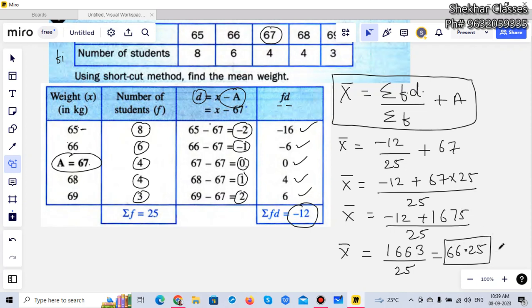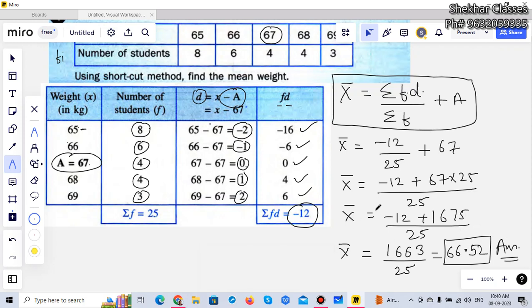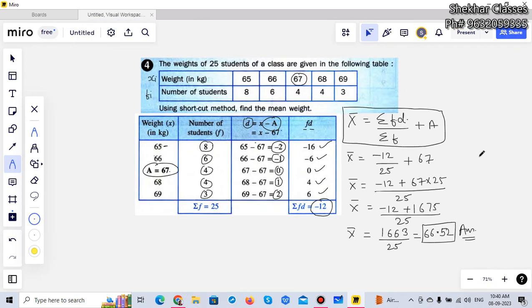Okay, I made a mistake here. It is 66.52. I wrote it as 25 here. This is 52. So the mean is 66.52, and this is the answer. Okay, this is how we have to solve it. Simple one, not difficult.